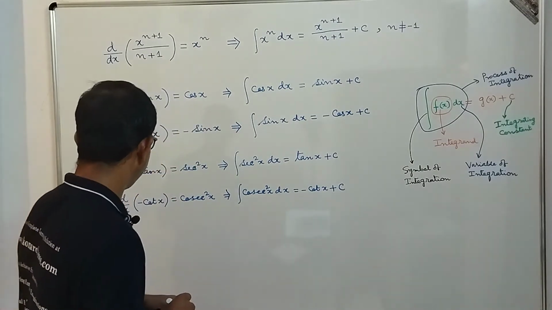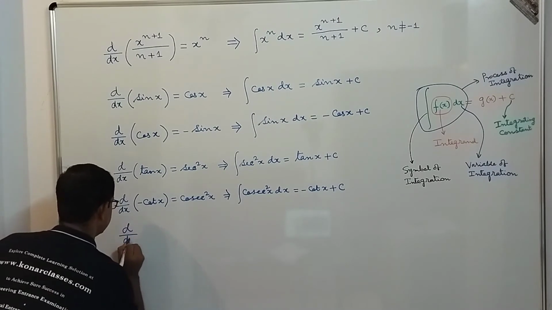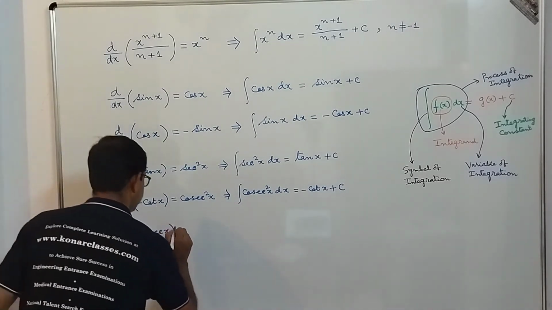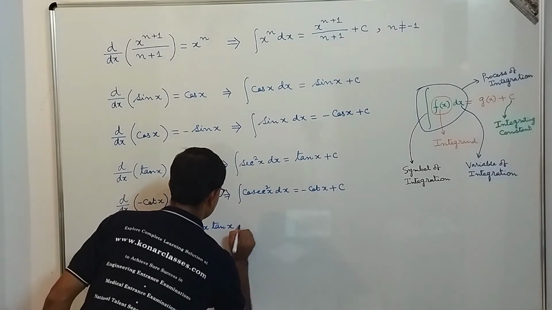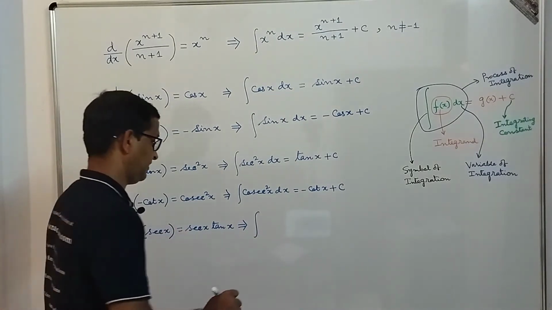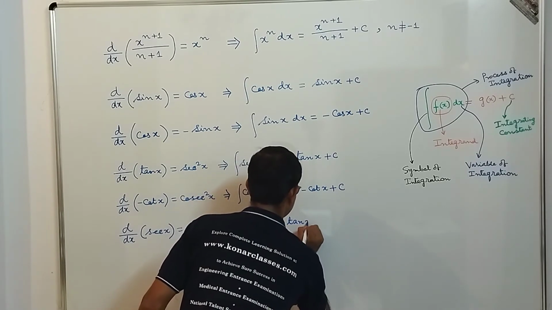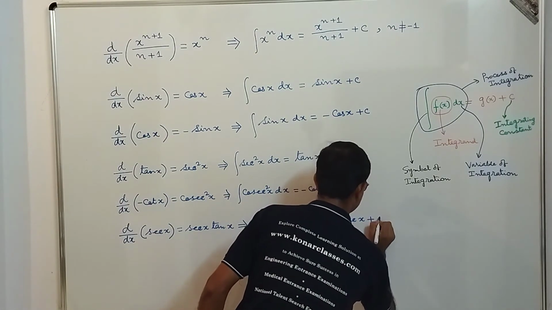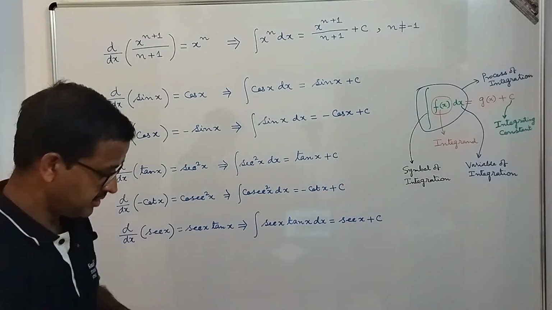Then comes d/dx of sec x. What is the d/dx of sec x, dear students? It is equal to sec x tan x. So this implies the integration of sec x tan x dx is equal to sec x plus c. Correct, dear students? Now let's go to the next one.